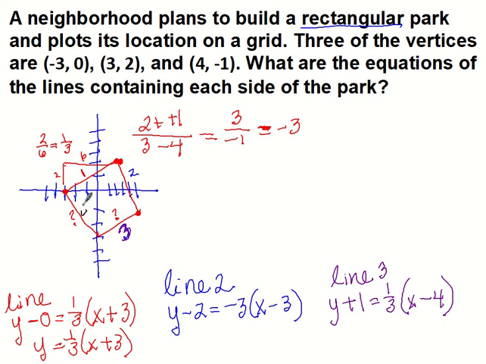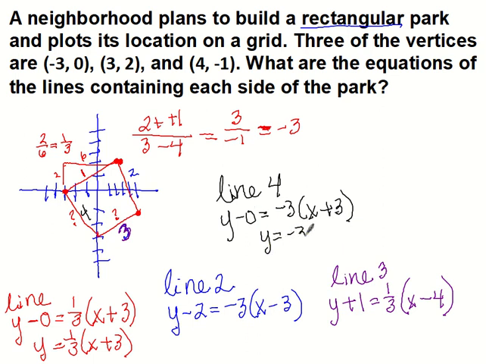And then last but not least is line 4. That's over here. And it's now parallel to my line 2. And there's my slope for line 2. So for line 4, it goes through this point, so y minus 0 equals -3 (x plus 3). And then I can clean it up as y equals -3x plus 3.